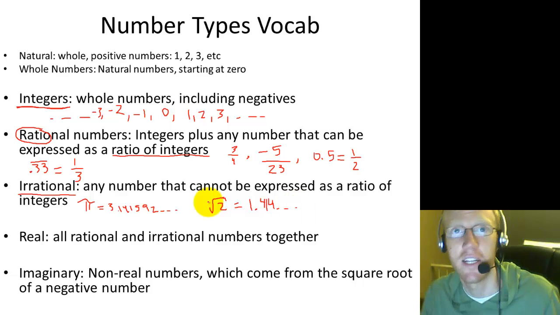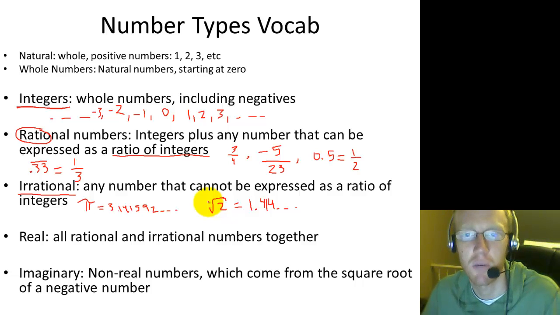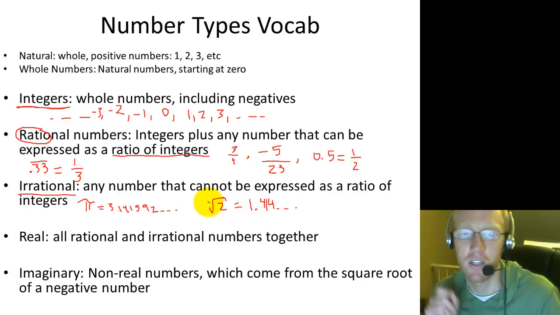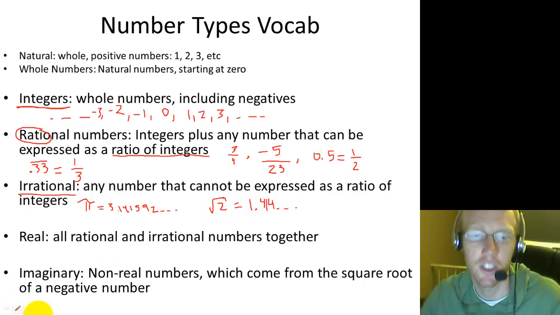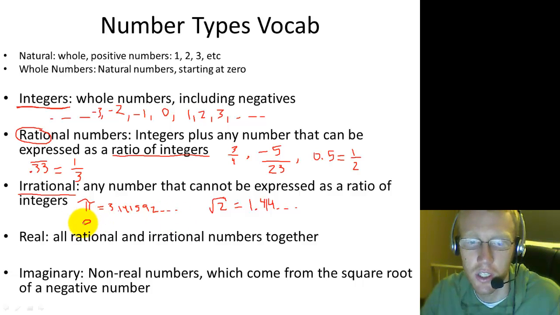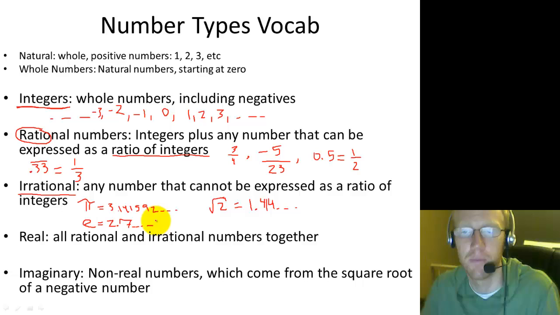If a decimal value repeats with a pattern, it's a rational number because whatever that pattern is can be found out and then written as a fraction. If it's an infinite decimal that goes on forever with no pattern, then it's going to be irrational. Or if it's a special number like pi, or another one called e, which is 2.7 something and goes on forever. So these numbers that go on forever are irrational.